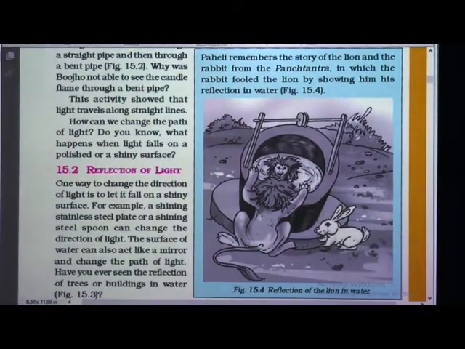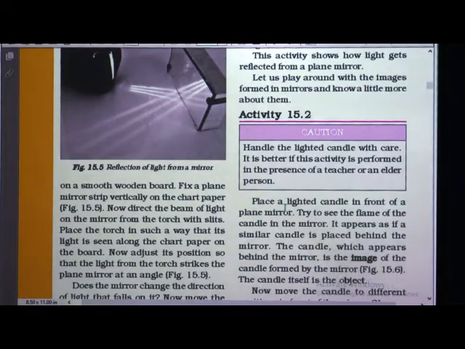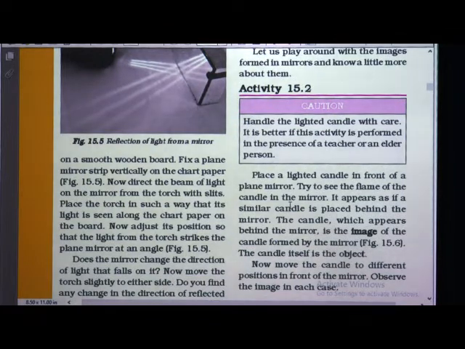15.2, reflection of light, we also discussed. For this activity 15.2 we learn to place a lighted candle in front of a plane mirror. So we learn which type of image is formed in a plane mirror. Which type of image is formed in a plane mirror, can you tell me? Yes, correct. When we look in a plane mirror, we get an image which is a real one. So in a plane mirror we will get a real image.